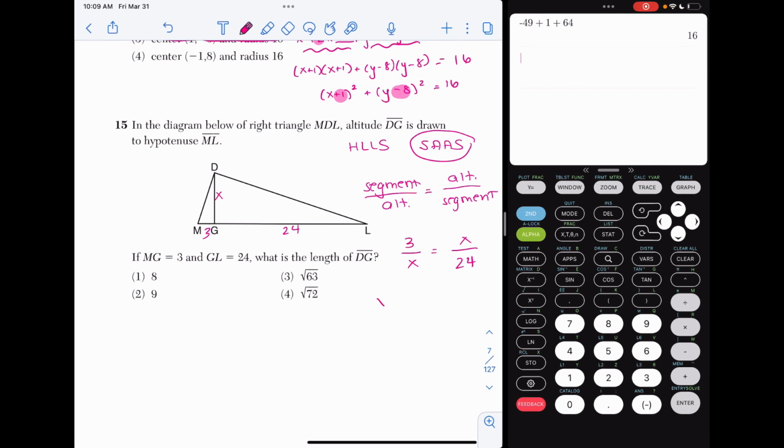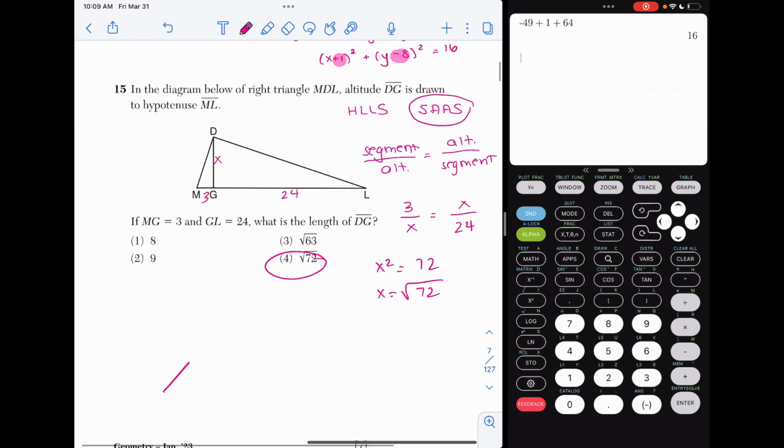So x times x is x squared. 24 times 3 is 72. Square root, and I get choice 4. So just to give you a little bit more of an overview, I'm just going to redraw a picture here just so you could better understand. And you'll see this in some of my other videos too.